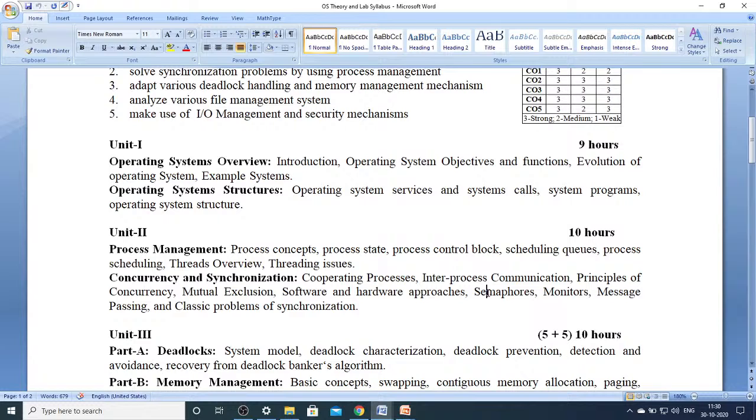So explain both the binary and the counting semaphores. Binary semaphore means when you have a single instance of a resource. On the other hand, counting semaphore represents multiple instances of a resource. So the count value of a semaphore is dependent on the number of instances of a resource you have.